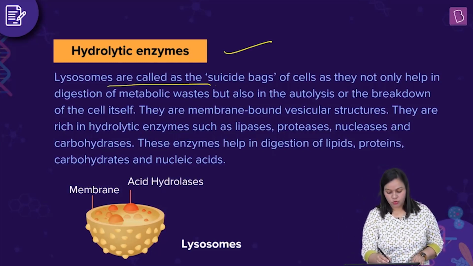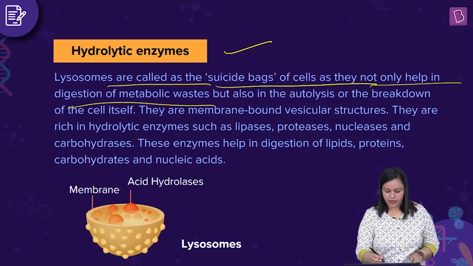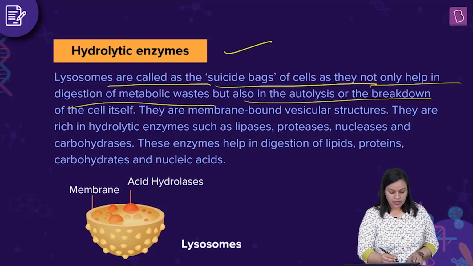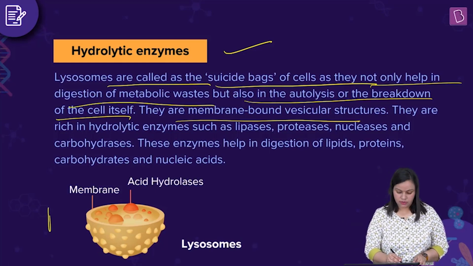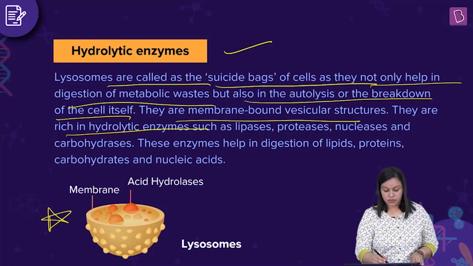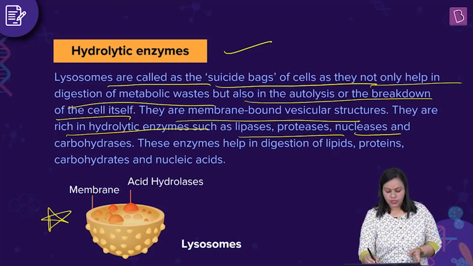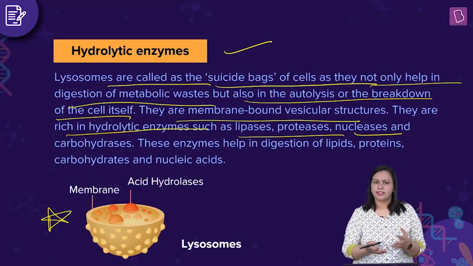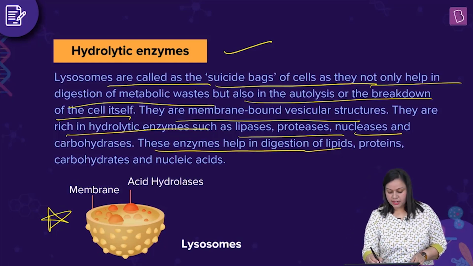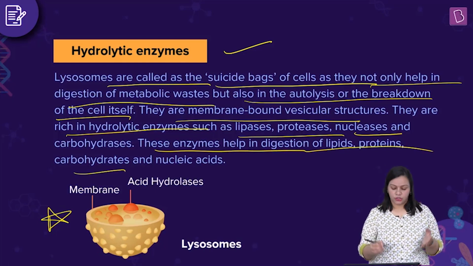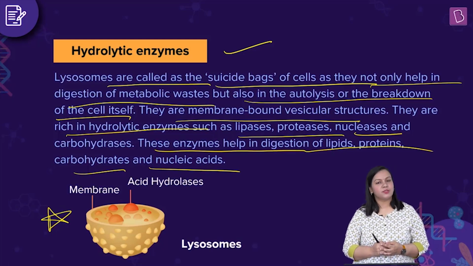Lysosomes are called the suicide bags of the cell as they not only help in digestion of metabolic waste but also in the autolysis or the breakdown of the cell itself. They are membrane bound vesicular structures like you see here. They are rich in hydrolytic enzymes such as lipases which digest lipids, proteases which digest proteins, nucleases which digest nucleic acids, and different carbohydrate digesting enzymes as well. These enzymes help in digestion of lipids, proteins, carbohydrates, nucleic acids and such macromolecules. Alright, so I hope with that you have understood this question very well.